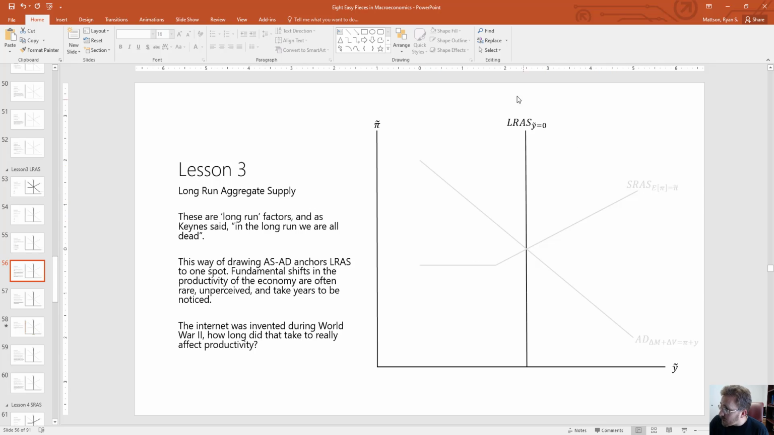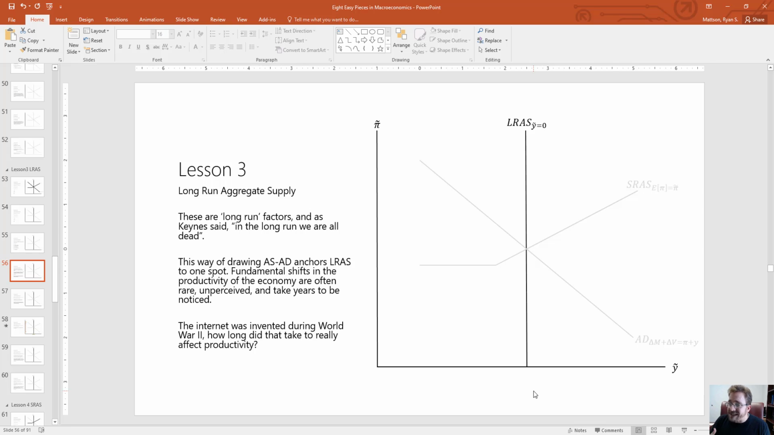There is, in the long run, no link between the inflation gap and the output gap. And what we mean by that, so these are long-run factors. And remember, as Keynes said, in the long run, we're all dead. It's a way of drawing this aggregate supply, aggregate demand, and anchoring it into one particular spot for comparison of these fluctuations of, say, aggregate demand that would lead to an expansion or a contraction.